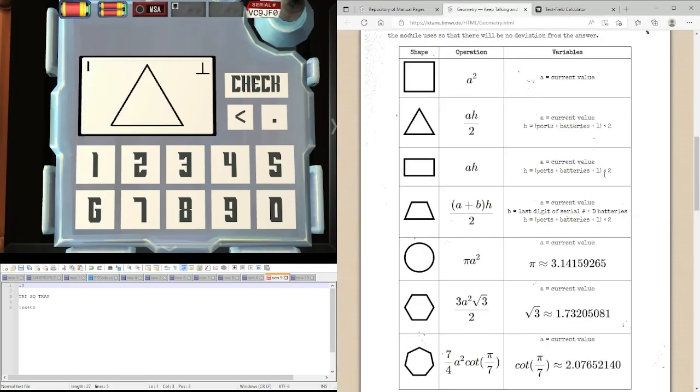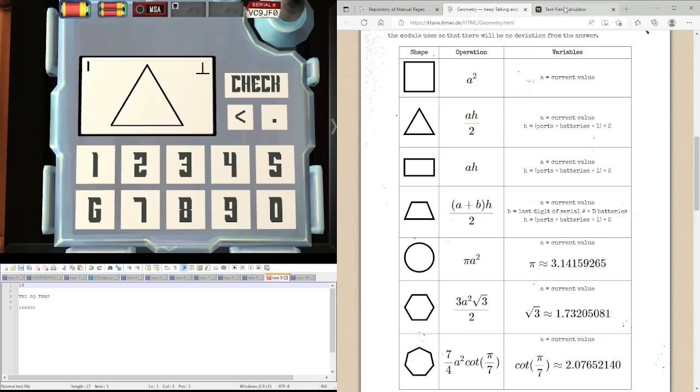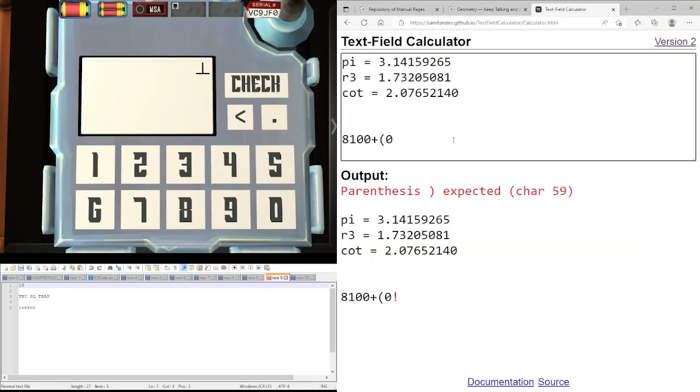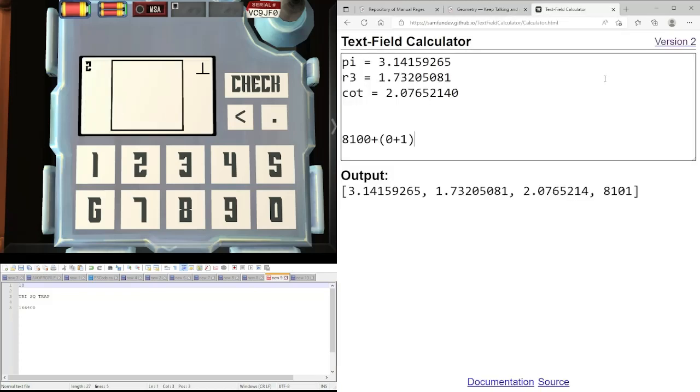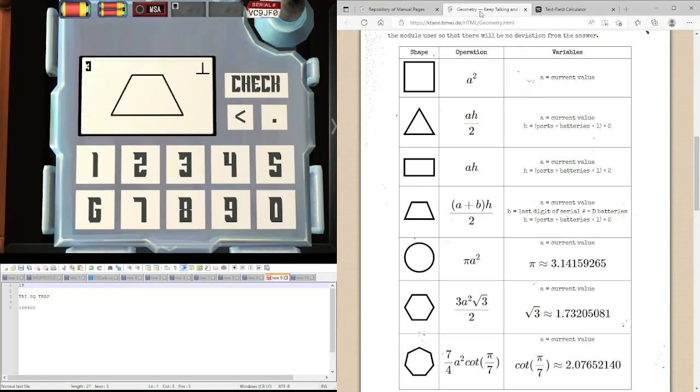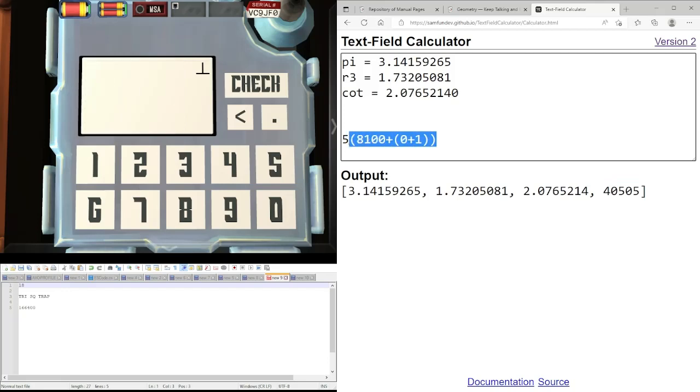So let's calculate b, because it's going to be this plus whatever the b is. B is going to be the last digit of the serial number, which is 0, and then my D battery count is 1. So it actually just ends up being we're adding 1. And then we'll multiply by our h again, which was 5. Again, the 2 here cancels this 2 out, so we can use the 5 rather than 10. So we now get this number. Again, we've actually got a whole number.